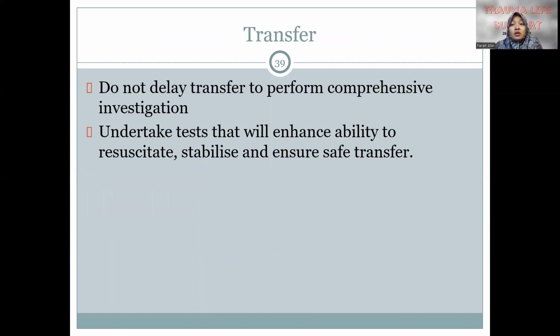If you are not in a trauma center, for example a klinik kesihatan or a district hospital, do not delay transfer. Do the initial resuscitation, do the initial investigations, and then transfer the patient.